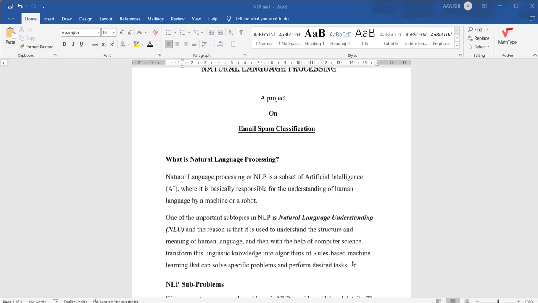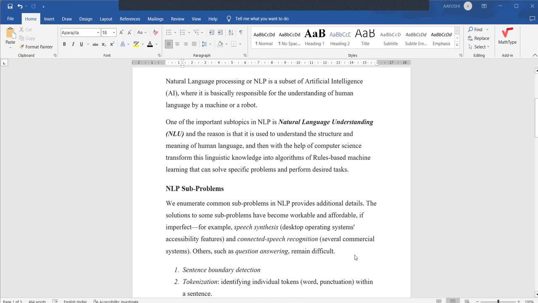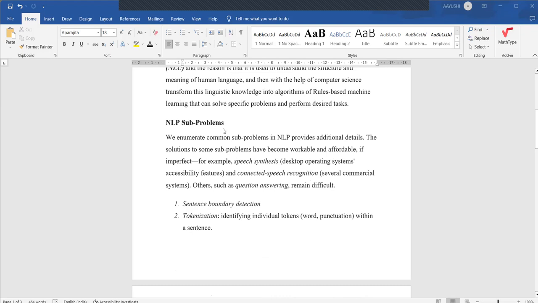There are many types of NLP problems, and it provides a solution to many real world problems. Some NLP sub problems: we enumerate common sub problems in NLP and provide additional details. The solutions to some sub problems have become workable and affordable as well, if imperfect, for example speech synthesis, desktop operating systems, accessibility features which we have in our mobile phones, speech recognition, and several commercial systems. Others, such as question answering, remain difficult.